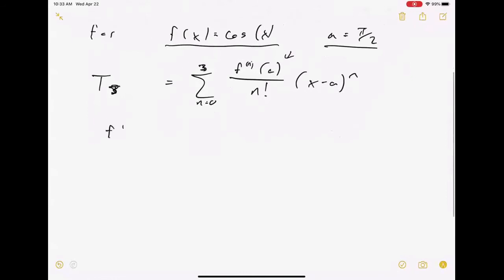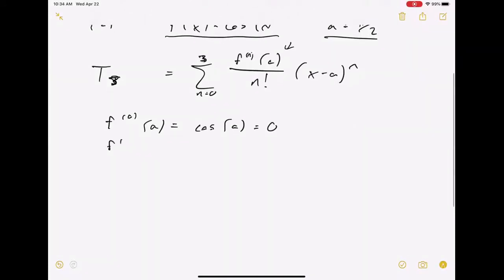Okay, so f zero would be the zero derivative, meaning just the function itself. So f zero of a would be cosine of a. Well, cosine of pi over 2 is 0. F1 of a, the derivative of cosine, would be negative sine of a. Negative sine of pi over 2 would be negative 1. Then the second derivative.